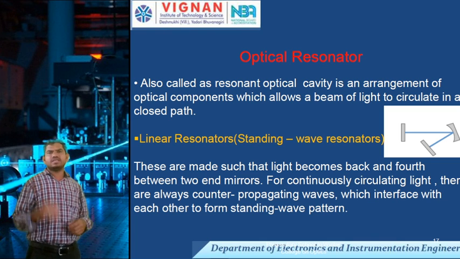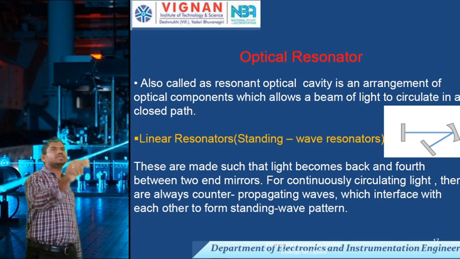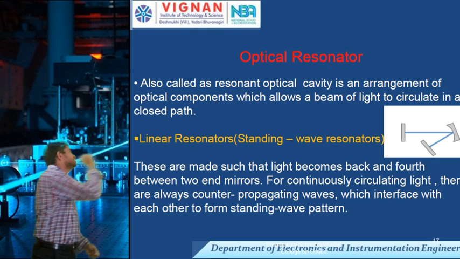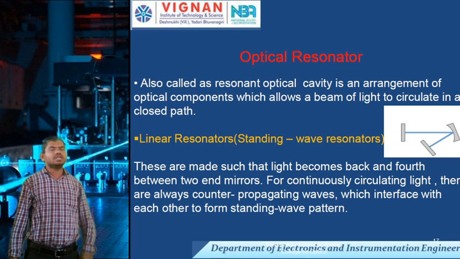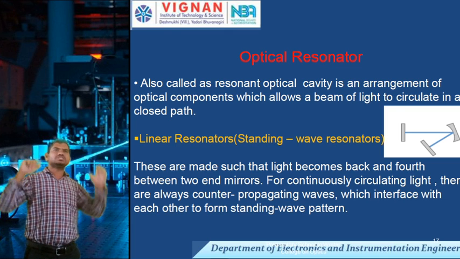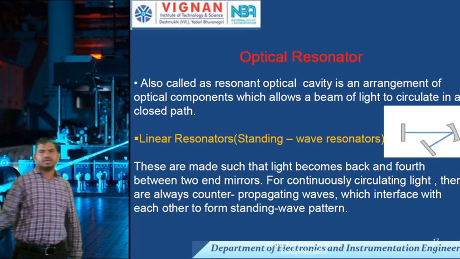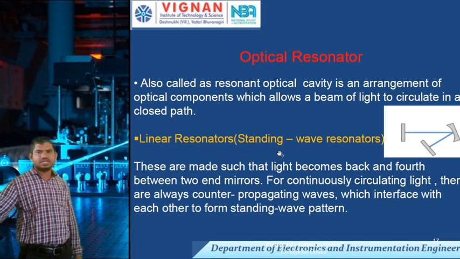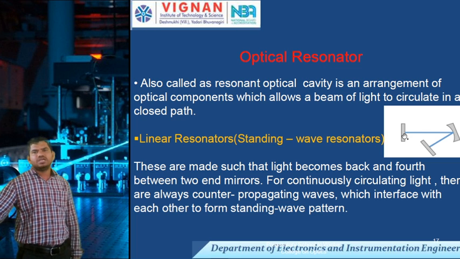In a linear resonator, the output of the resonator is in the form of a linear output. In a circular resonator, the output is reflected within the cavity. In the linear resonator, here one mirror is there, here also one mirror is there, and this is also a mirror. Here linearly we are getting some output.